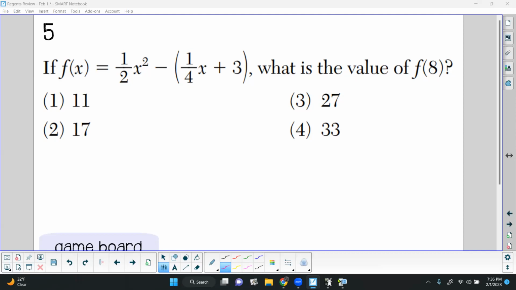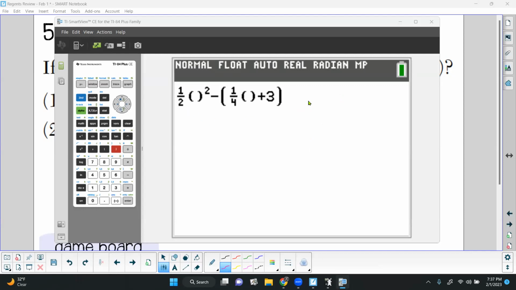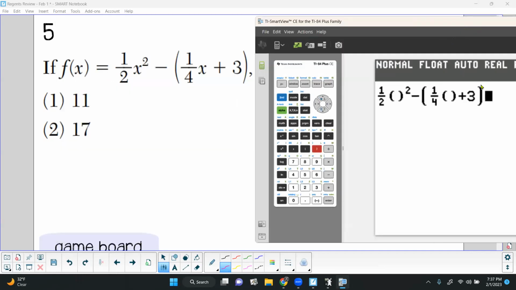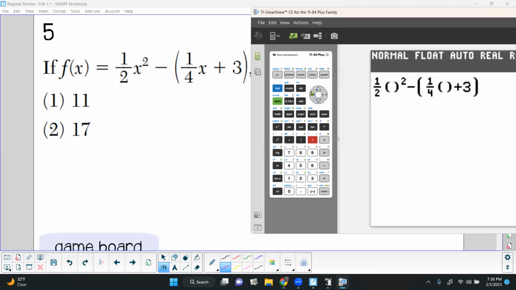I'm going to share my screen real quick with you here. So this is the function that we had here in the question. And what I've done is I've removed the letter X, and I'm waiting to replace it with that input. The input was 8, right? So you can use your calculator to input that in here.